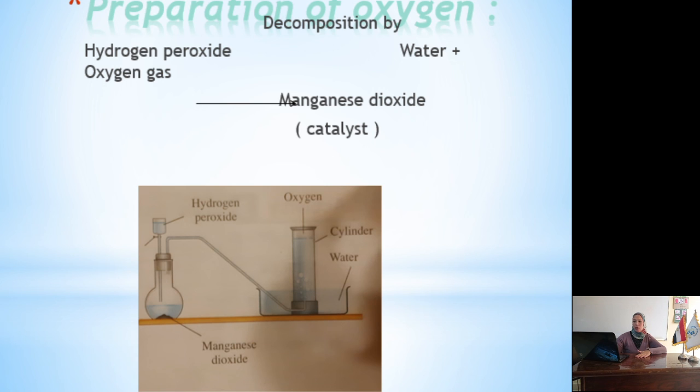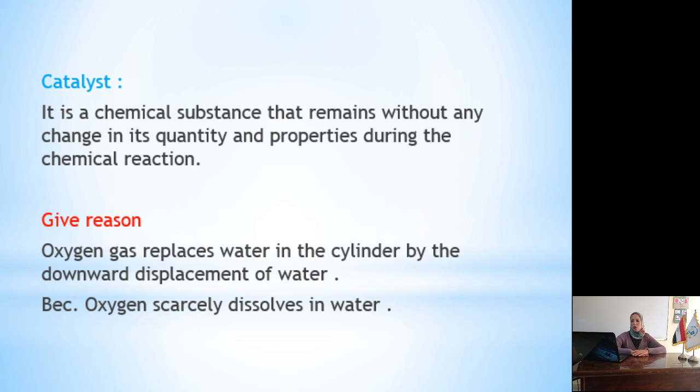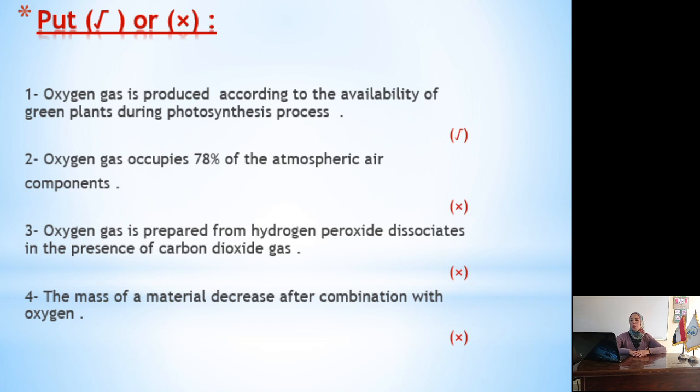Questions? Slide number 15. Put right or wrong. Oxygen is produced according to the availability of green plants during photosynthesis. Yes, right. Number 2. Oxygen occupies 78% of the atmospheric air. Wrong. Oxygen is prepared from hydrogen peroxide dissociate in the presence of carbon dioxide gas. Wrong. The mass of material decreases after combination with oxygen. Wrong.